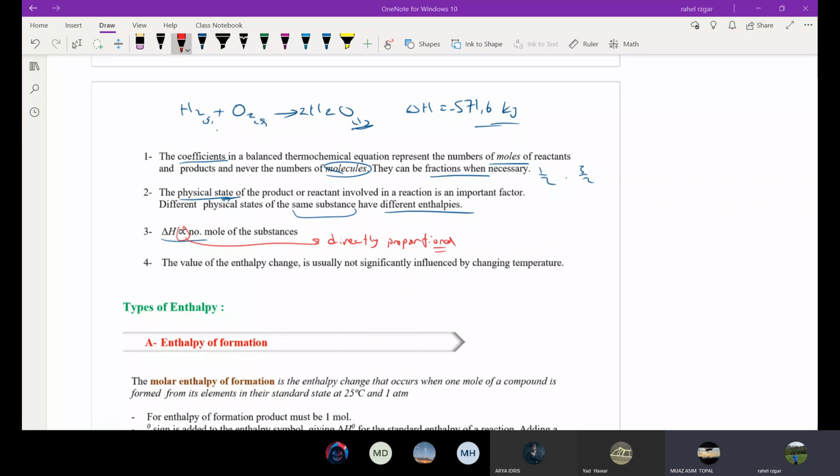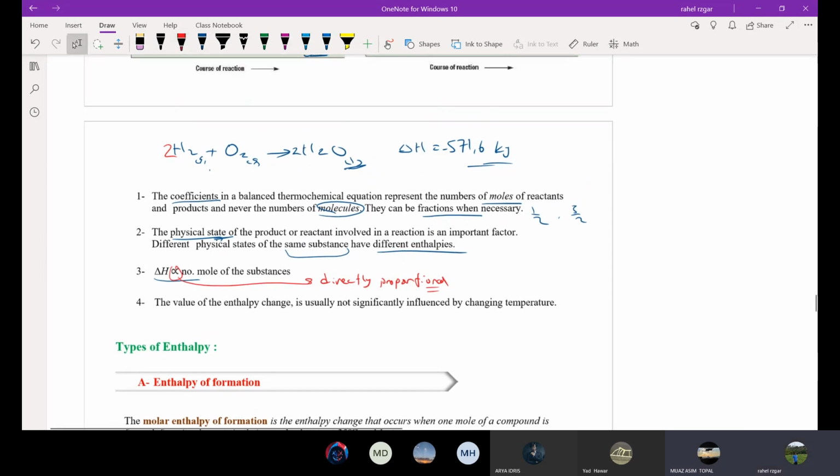Sir, I have a question. Yeah, sure. For example, H2 plus O2 equals to H2O plus 575.6 kilojoules. So if we increase the mole, will it be like 275 or? So it depends on how you increase them all.